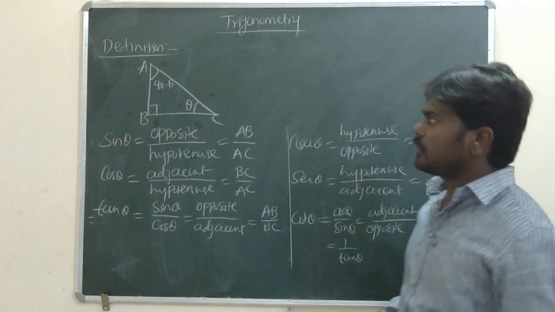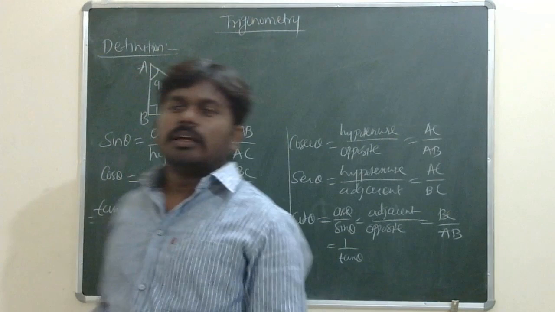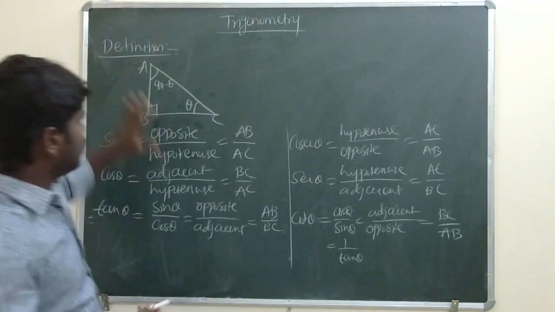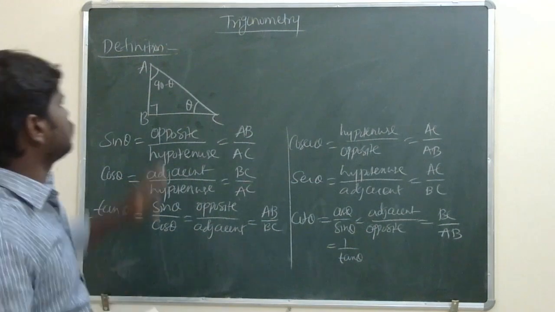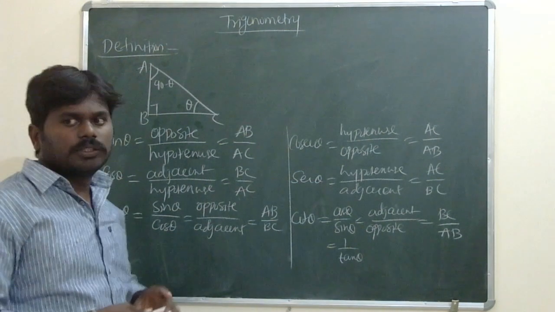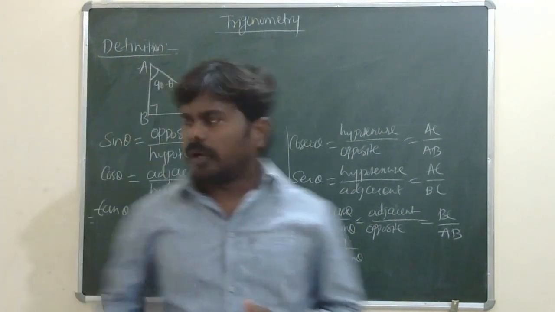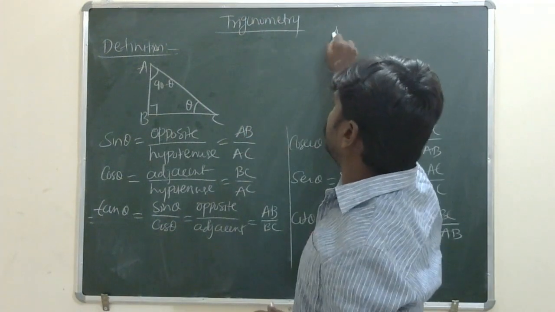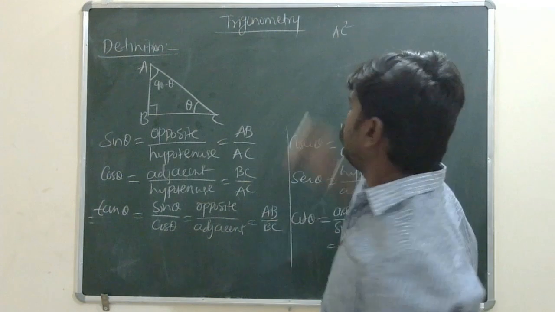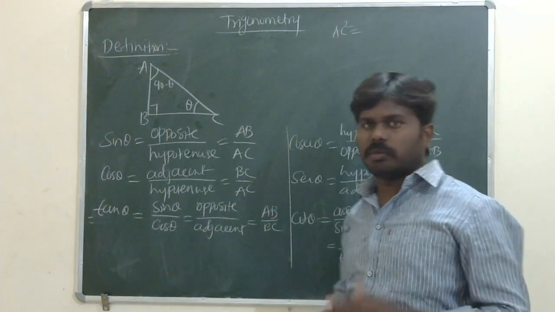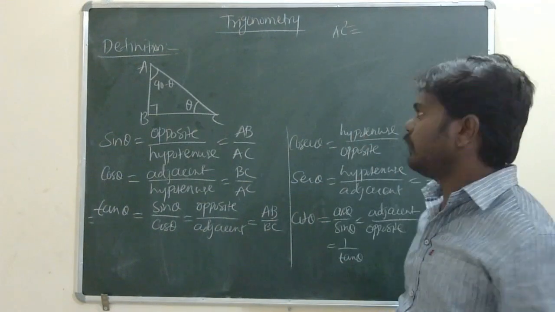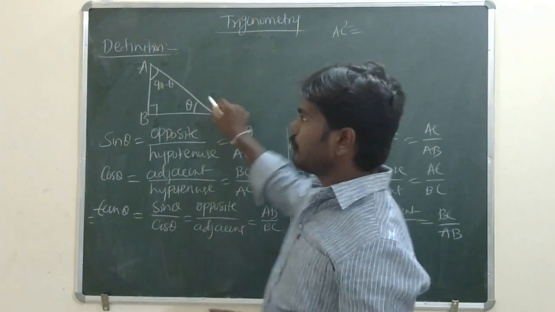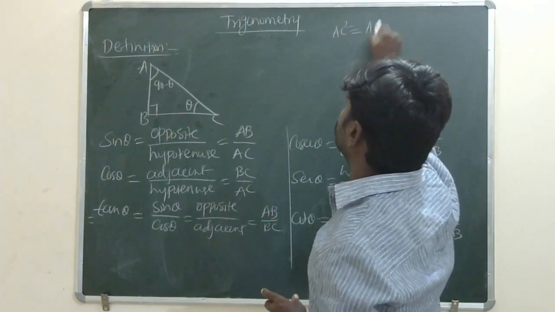So now we will see some identities in trigonometry. So here, as we know, this is a right triangle. So in a right triangle, Pythagoras theorem we can apply. So here hypotenuse AC square is equal to sum of the squares of the remaining two sides. That is the Pythagoras theorem statement. In a right triangle, square of the hypotenuse is equal to sum of the squares of the remaining two sides.